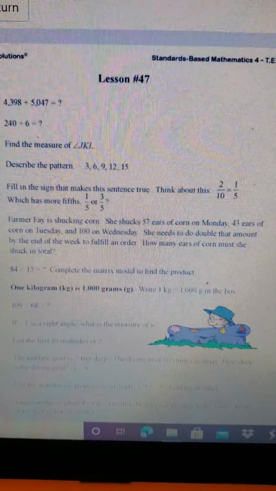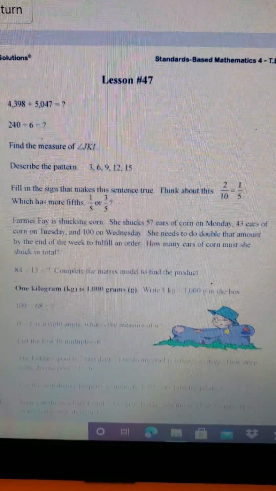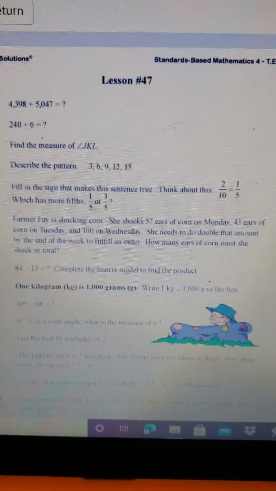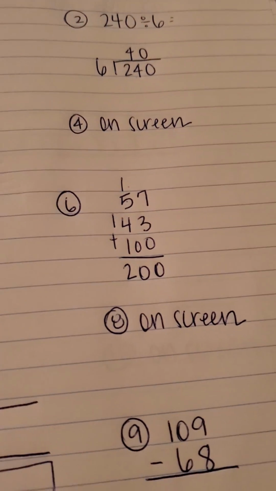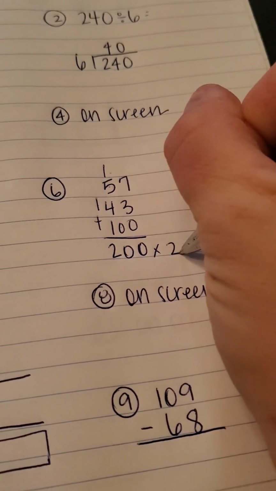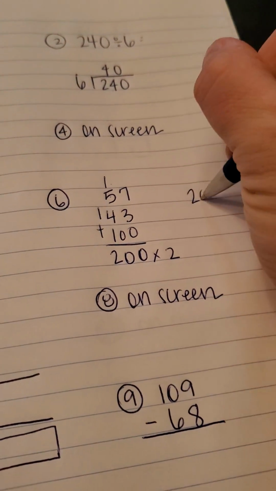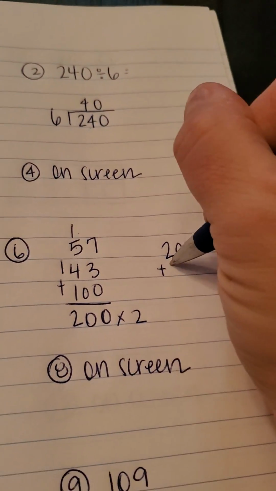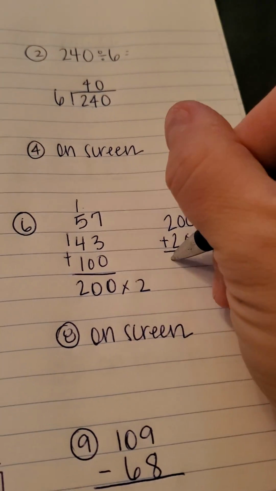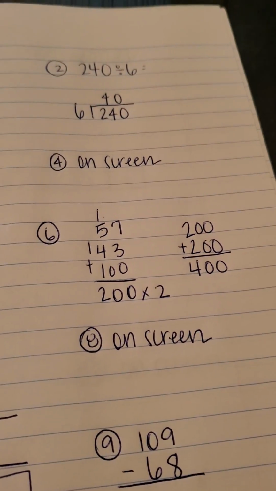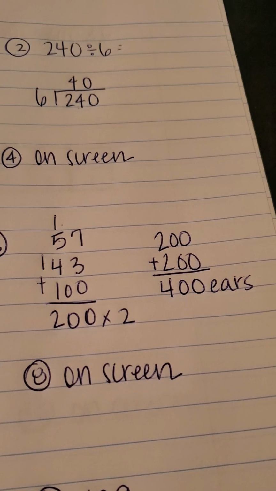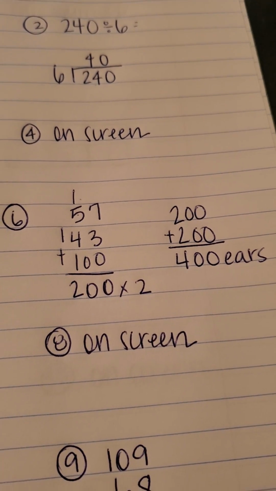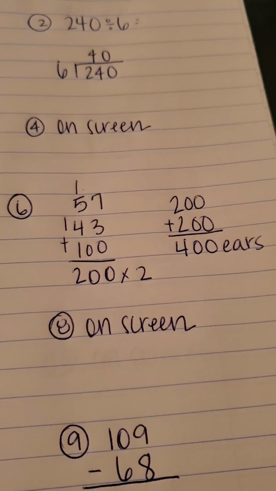Now it says she needs to double that amount by the end of the week to fulfill an order. So what does doubled mean? Times 2, right? Okay, so if I have 200 and I'm going to multiply it by 2, so I'm going to double it. That's the same thing as saying 200 plus 200 equals 400. Okay, so she would need to shuck 400 ears of corn, okay, to fulfill that order.